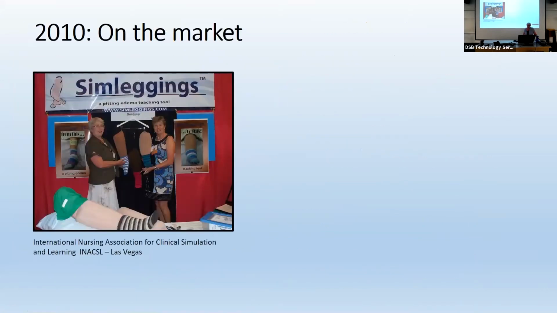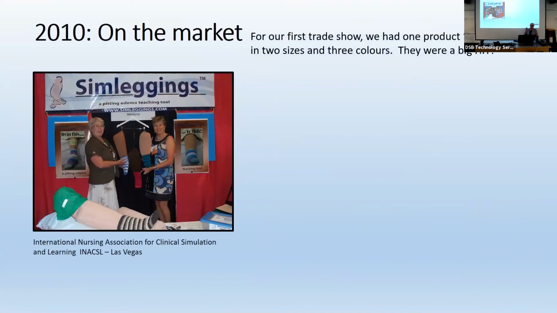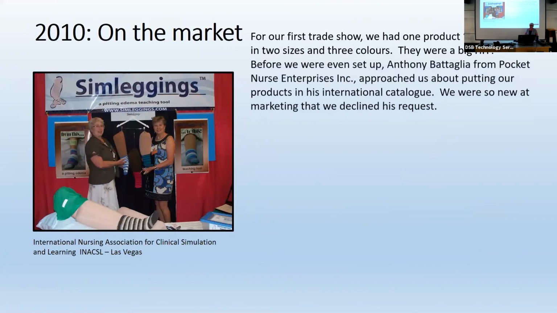So 2010, we went to market, and our first conference was in Vegas, and it was an international conference. We got a banner made, we got posters made, we made up a bunch of samples. We were ready for this. So our first product, we had the Sim Leggings. We had them in 2 sizes, and at that time we had 3 colors, and they were a big hit with the people that were there.